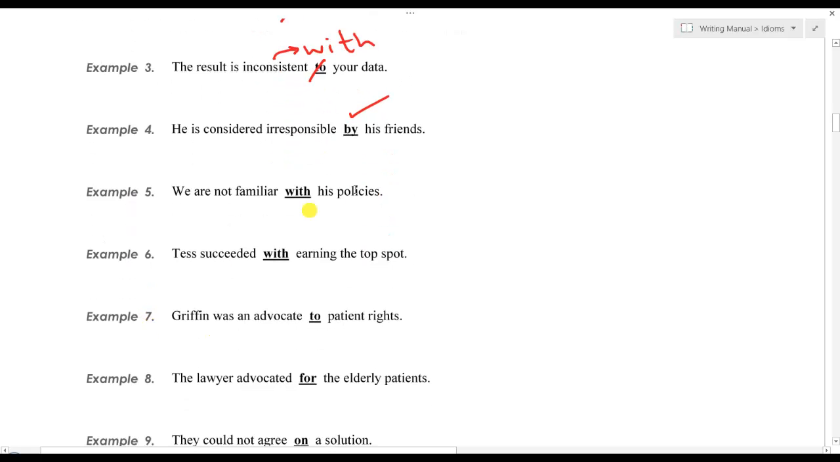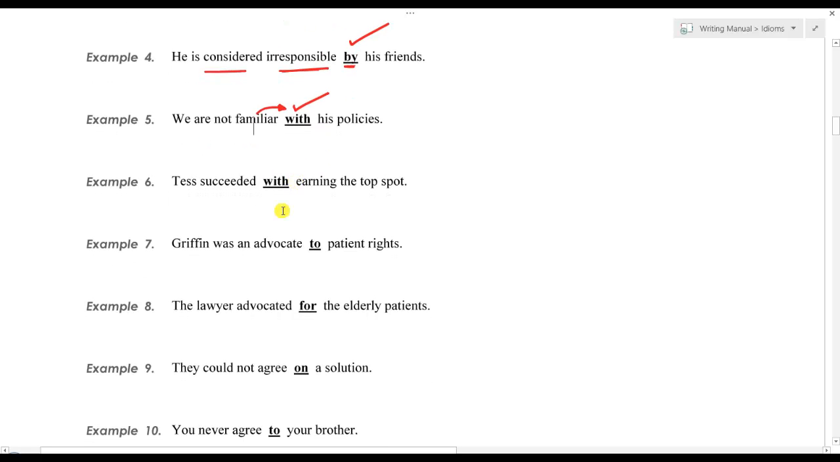So he is considered irresponsible by his friends is correct. Someone is considered something by others. We are not familiar with his policies, also correct. You are or are not familiar with something.